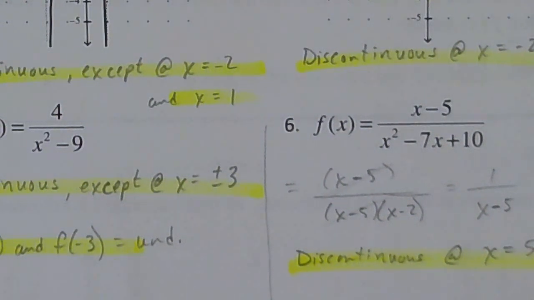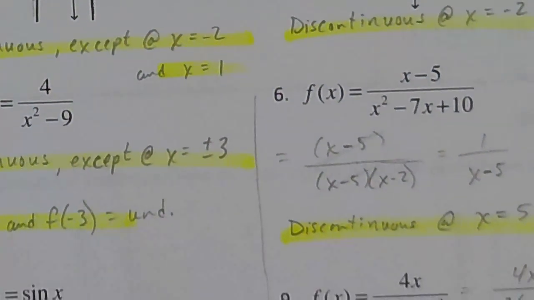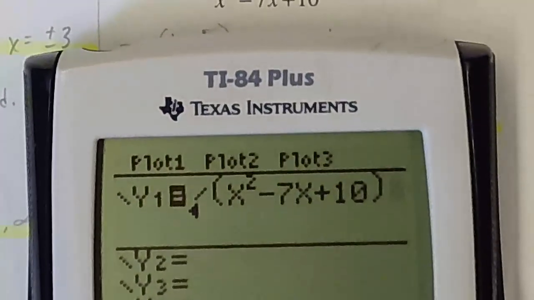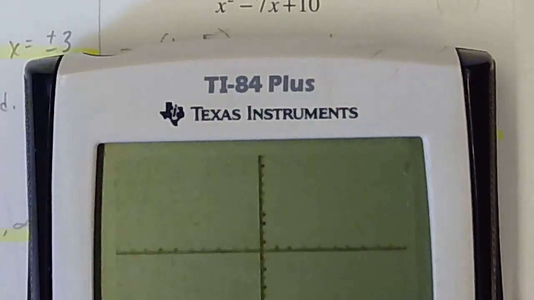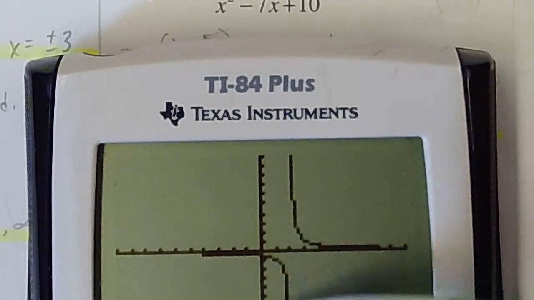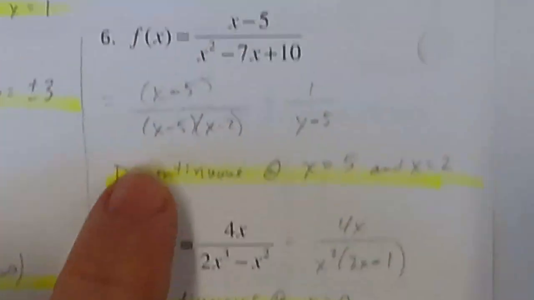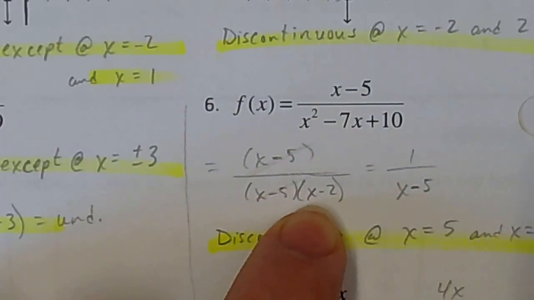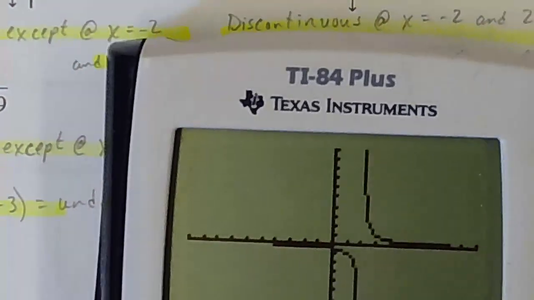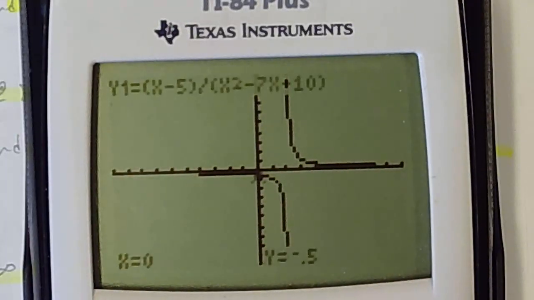Okay, so if we were to take a look at this graph, I have it thrown in here in my y equals, my graphing calculator. We see an obvious asymptote and a point of discontinuity at x equals 2. And when we factored it, we could see that that was visible. But what about 5? That's not quite as visible.